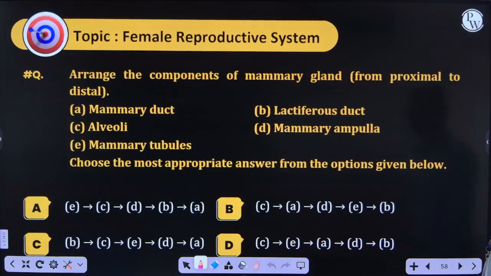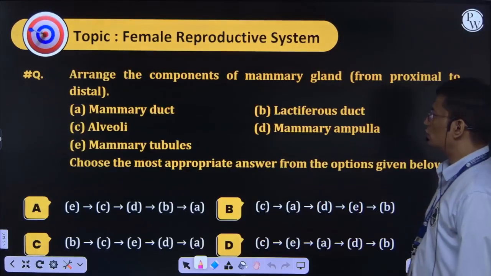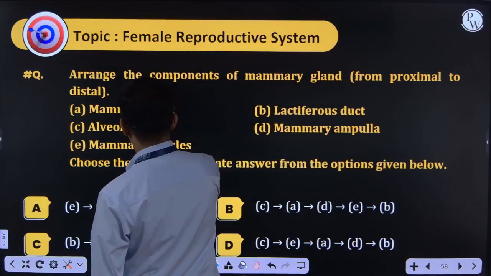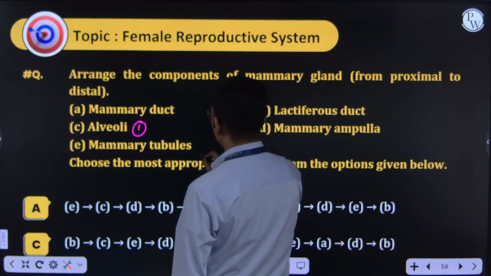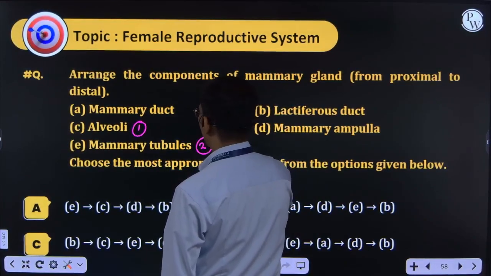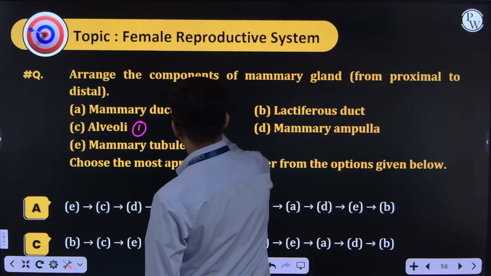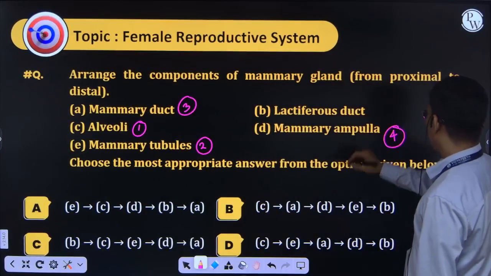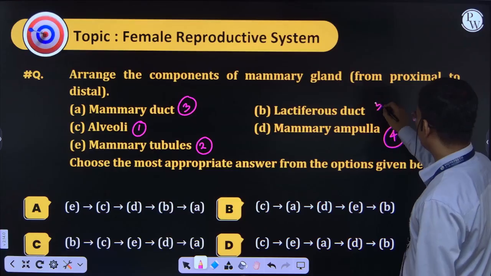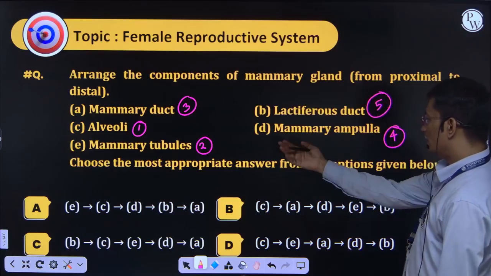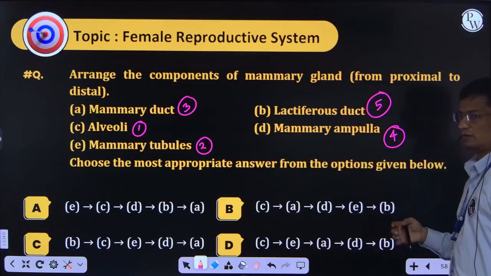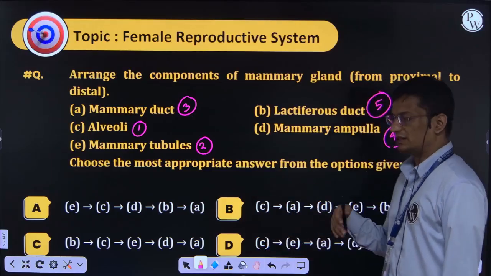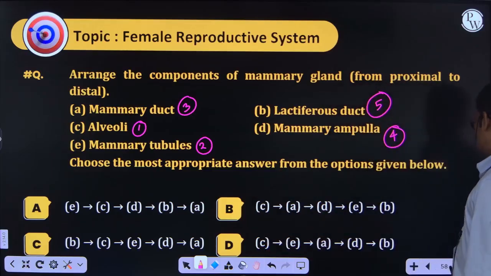Next one, arrange the components of the mammary gland from proximal to distal. Milk production takes place in alveoli. From the alveoli it goes to mammary tubule, from the mammary tubule to mammary duct, from the mammary duct to mammary ampulla, and from the mammary ampulla to lactiferous duct. This kind of pathway, sperm movement, ovum movement, milk production, secretion and discharge, is very important.